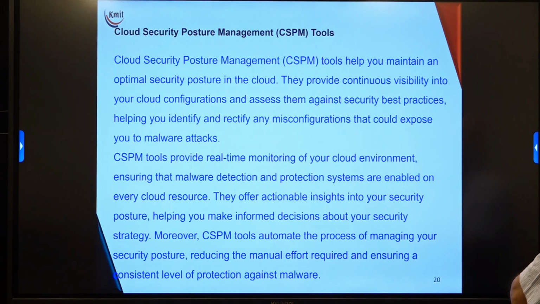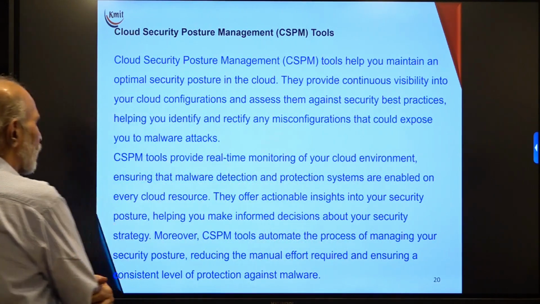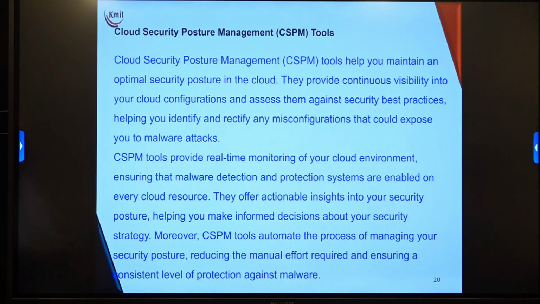Then we have cloud security posture management, CSPM tools. These tools are available where they can give you an idea about the management. How do you manage your files? How do you manage the information? How do you manage the visibility of your system and configuration on the cloud? So we have another technique called CSPM tools which are available.